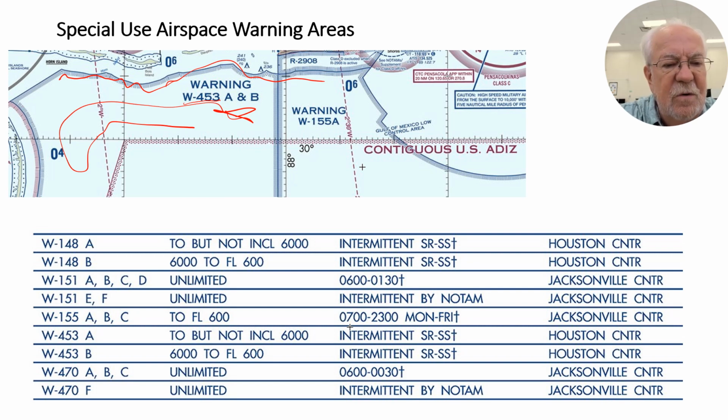W453, W453A and B. Well, there they are. There's A and there's B. So surface up to 6,000, and then the B is 6,000 to 60,000, way up there. It's just telling you that there's a possibility of activity that might be hazardous. Okay.